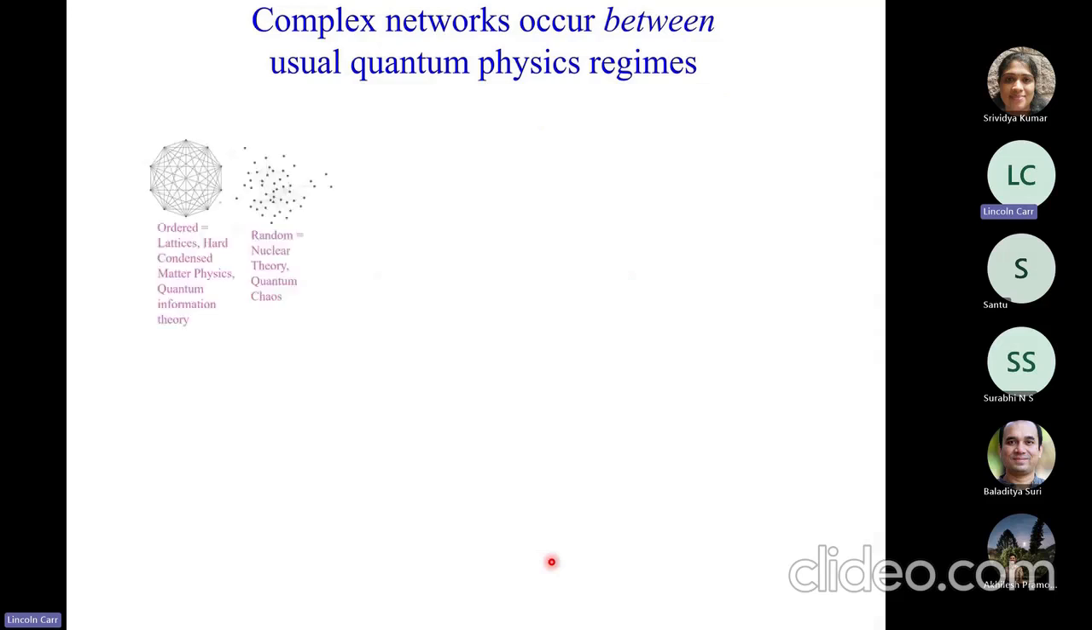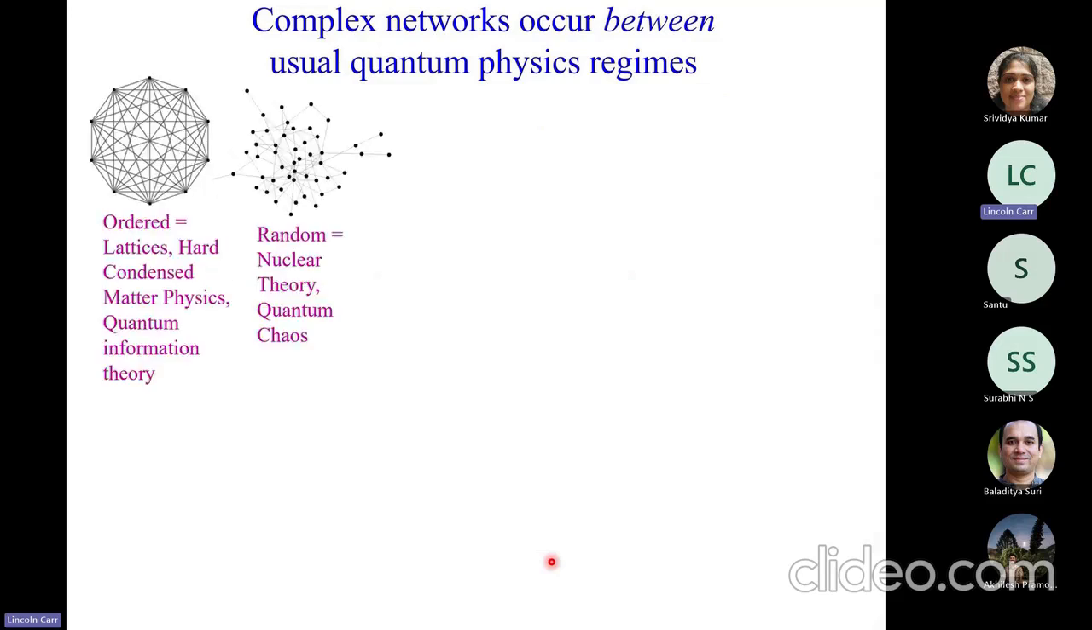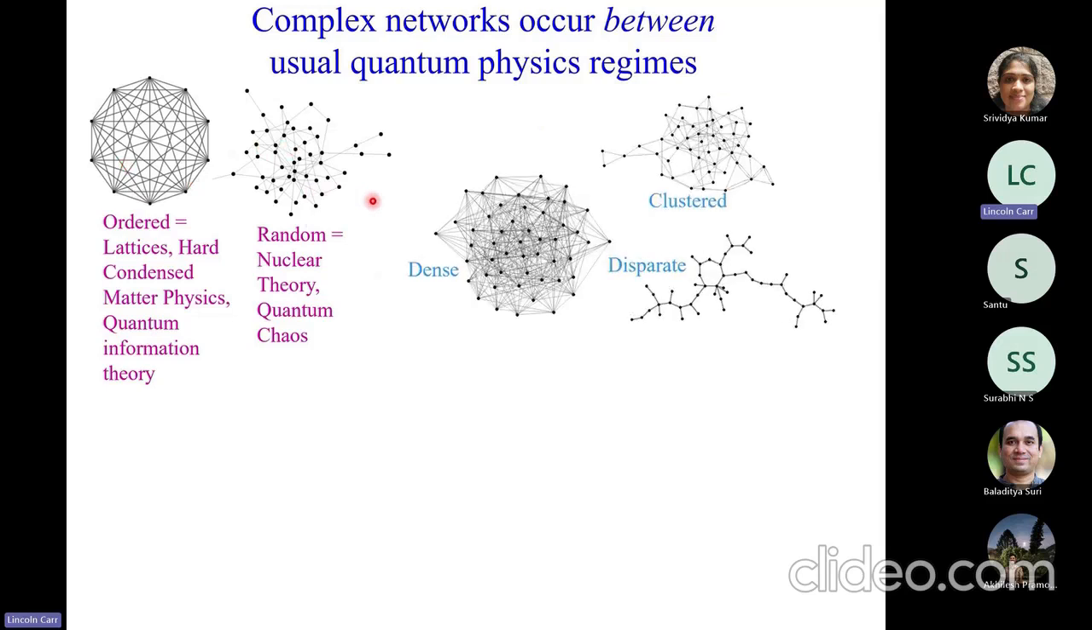Okay. So now this talk is on complex networks, and complex networks occur between the usual quantum physics regimes. So you all are likely used to ordered systems like lattices in condensed matter physics or quantum information theory. This is a completely connected system. The idea is that these points are nodes or qubits and the links between them are some kind of connection. Okay. And then there are random systems, right? Where connections are random. That's very common in nuclear theory, of course, also in chaos. But there are many things between these extremes.